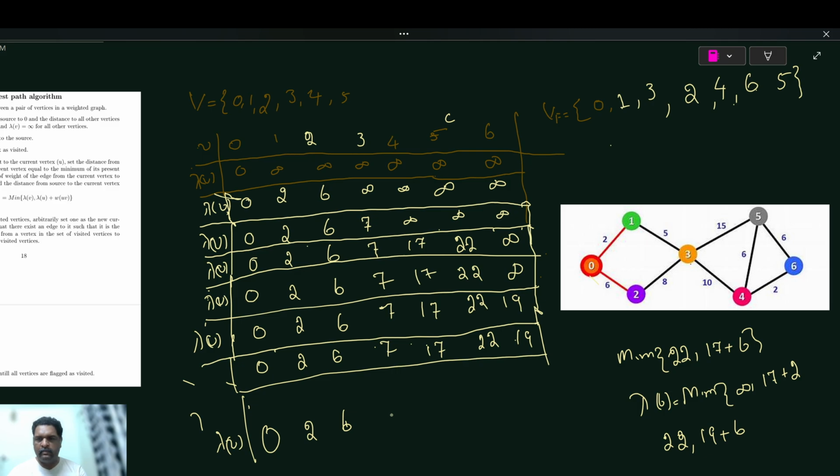For vertex 3, since vertex 3 is adjacent to vertex number 5, the current value of lambda is 7, and for vertex number 5 the value of lambda is 22, and therefore the value remains 7, since 22 plus something is always greater than 7. Then for vertex number 4, the current value is 17. 22 plus something will be greater than 17, so we keep the value of that vertex also. Then for vertex number 6, again the current value is 19. Actually 22 plus 6 is equal to 26, which is greater than 19. So the minimum value is 19, and that is kept.